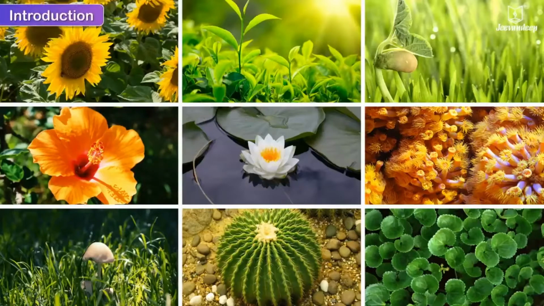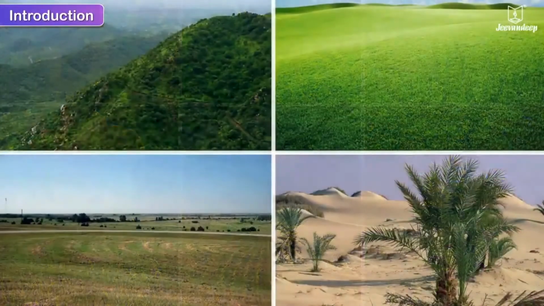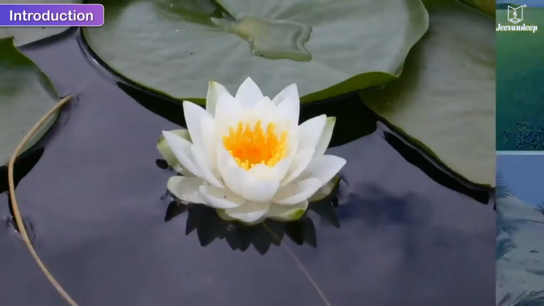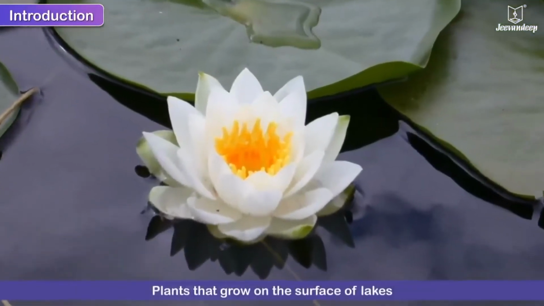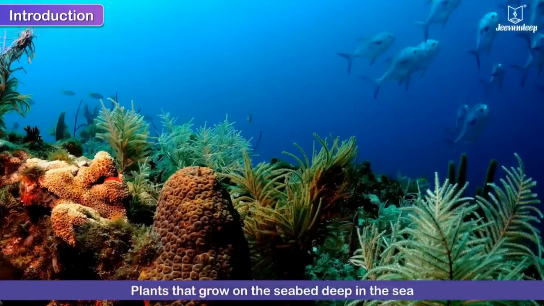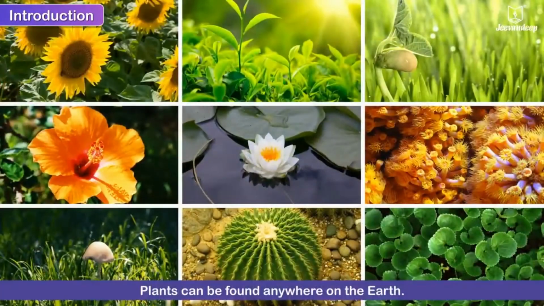Our environment is full of wonderful plants growing in different places. Mountains and hills, grasslands and plains, even deserts. Did you know that there are some plants that grow on the surface of lakes while some others grow on the seabed deep in the sea? In other words, plants can be found anywhere on the earth.